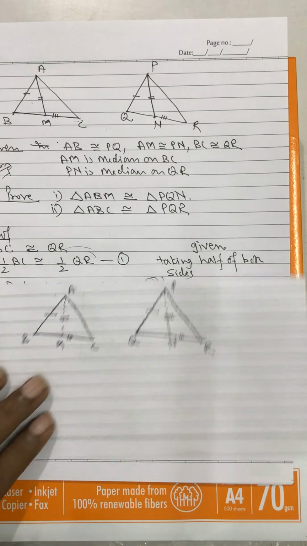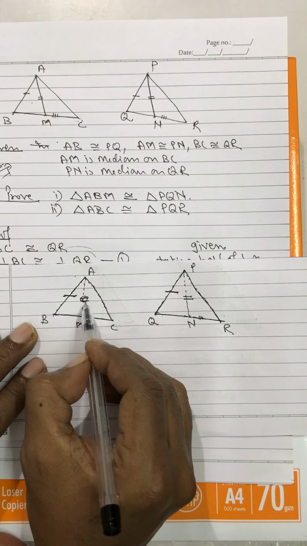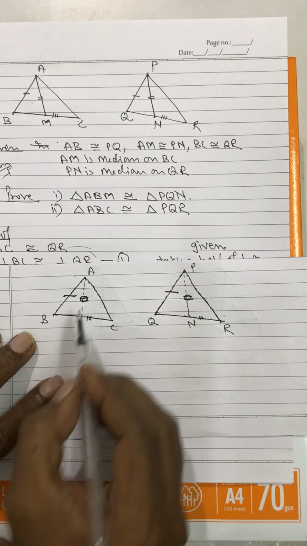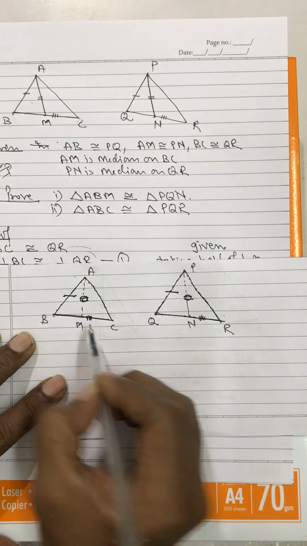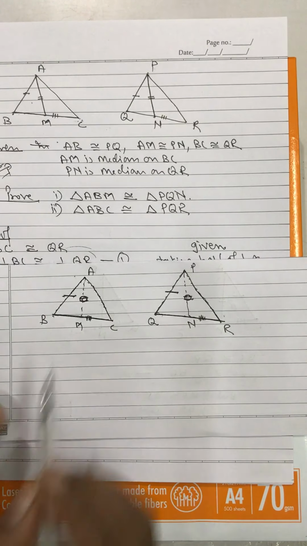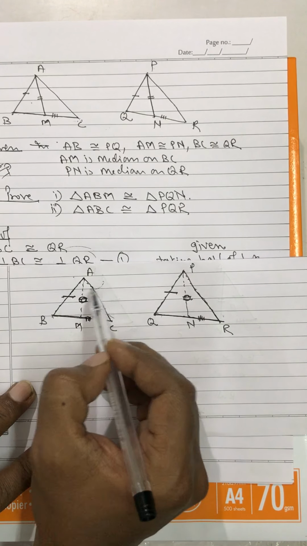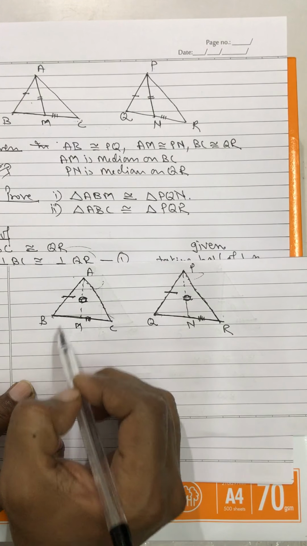Here again, if you see, this side is congruent to this side. This is of no use, because this is not the side of the triangle. And BC is congruent to QR, also we have got. What about the next? We don't have any information about AC and PR. We don't have any information about angle A and angle P, and neither do we have any information about angle C and angle R, B and angle Q.